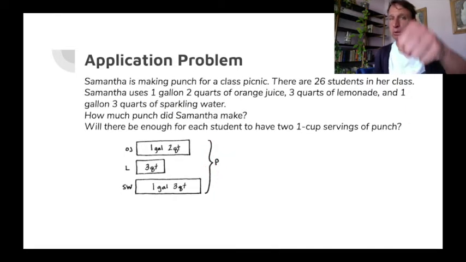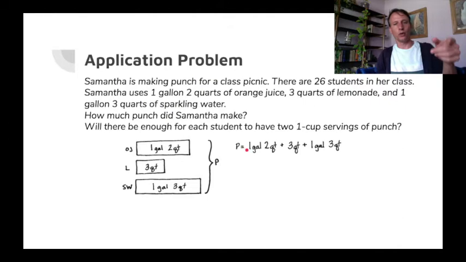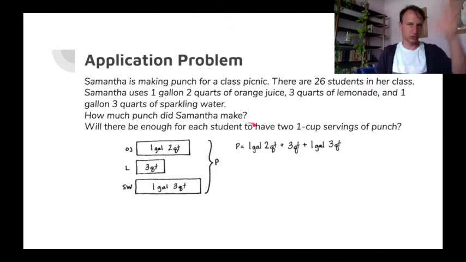All right, so 1 gallon, 2 quarts plus 3 quarts plus 1 gallon, 3 quarts. Let's just crunch the numbers, and we'll sort out the bodies afterwards. So 1 gallon and 1 gallon is 2 gallons. 2 quarts and 3 quarts is 5 quarts. 3 quarts more is 8 quarts. So that's 2 gallons, 8 quarts. All right, we see that?